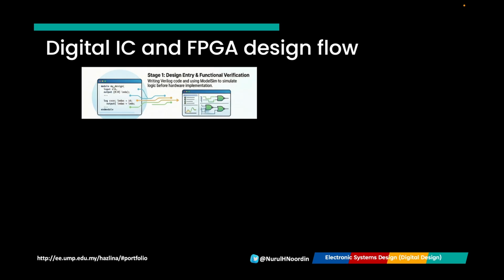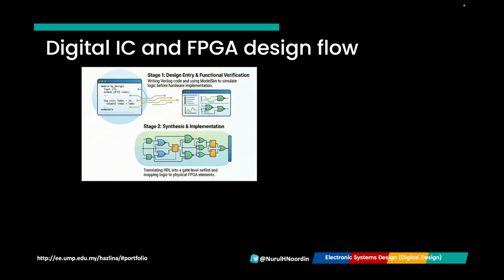In stage 1, design entry and verification. This is the first step to describe the desired logical functionality using a hardware description language such as Verilog and VHDL. Designers can write code at different abstraction levels, including structural, data flow, or behavioral modeling. Before moving to the next stage, the design must undergo functional verification, where test benches are written to simulate the code using tools like ModelSim and debug any logical errors to ensure the circuit behaves as expected.